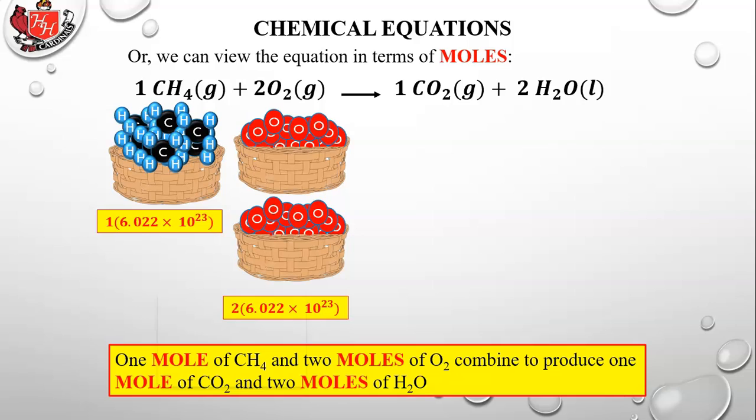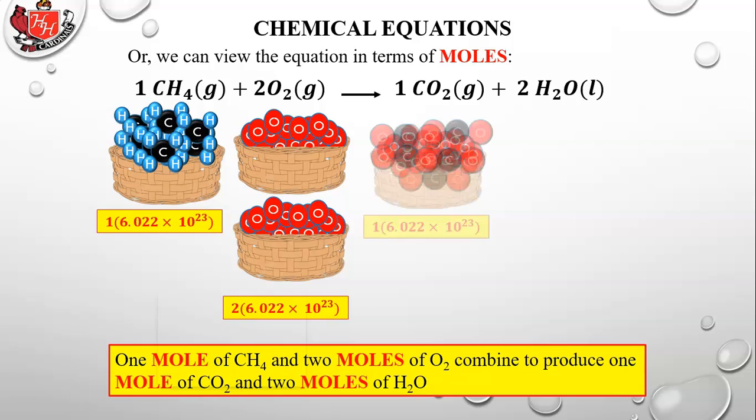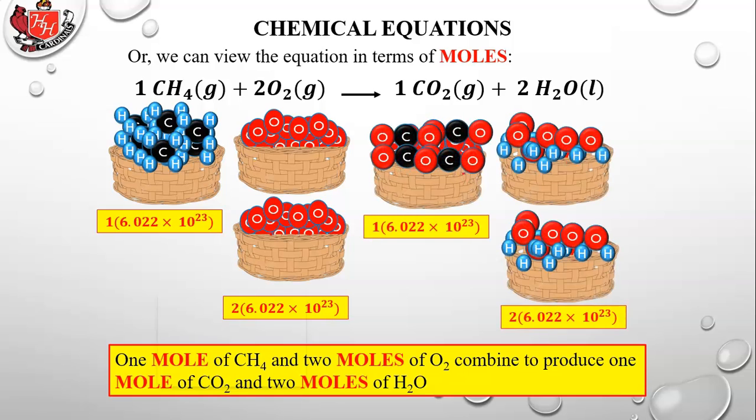It's the same relation as in the last slide, except now we're dealing in big enough numbers to actually be able to see and experience in the real world. And what they're going to do is they're going to combine to produce 1 mole of CO2 and 2 moles of water. So all you've done is taken the molecules in the last slide and multiplied them all by 6.022 times 10 to the 23rd, so that we have these large groups of molecules.